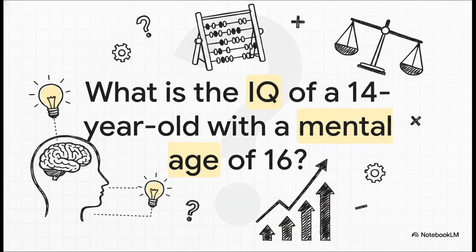All right, let's test this out with a quick mental math puzzle directly from our source material. What is the IQ of a 14-year-old child with a mental age of 16? Well, if you take 16 divided by 14, you get about 1.14. Multiply that by 100, and you get an IQ of roughly 114. The mental age is higher than the chronological age, so the score sits comfortably above that baseline of 100.